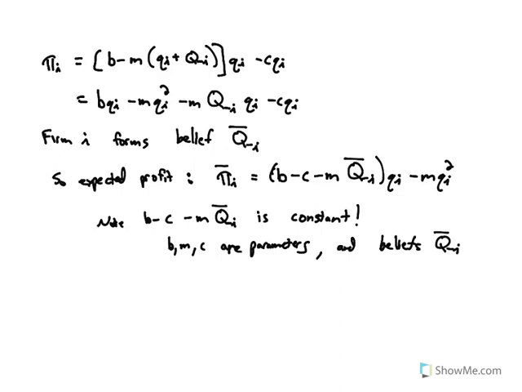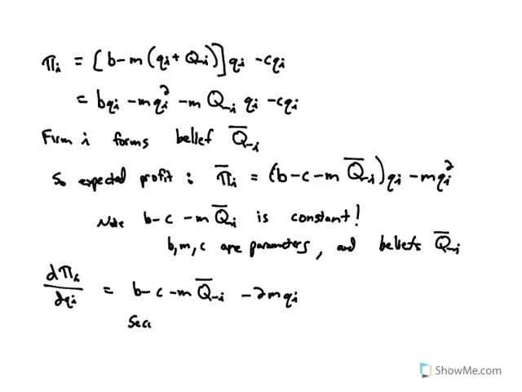If you have multivariable calculus, you can think of Q minus I as a variable, but we're going to take the partial derivative of profit with respect to my own choice, fixing that at some level. If you haven't had multivariable calculus, just treat it as a constant. We're not losing anything by doing that. So the derivative of profit with respect to firm I's quantity is B minus C minus M Q minus I bar minus 2 times M times QI.